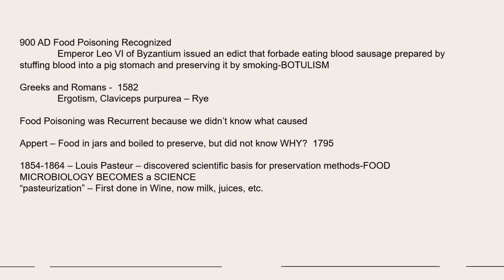Emperor Leo VI of Byzantium issued an edict that forbade eating blood sausage prepared by stuffing blood into a pig's stomach and preserving it by smoking. This actually caused botulism. Greeks and Romans in 1582, ergotism and Claviceps purpurea that was caused by rye. Food poisoning was recurrent because we didn't know what actually caused them. Appert in 1795 collected food in jars and boiled to preserve it, but did not know why.